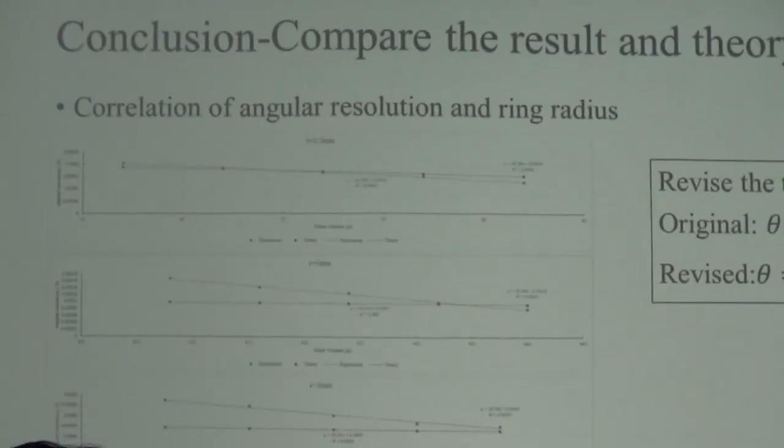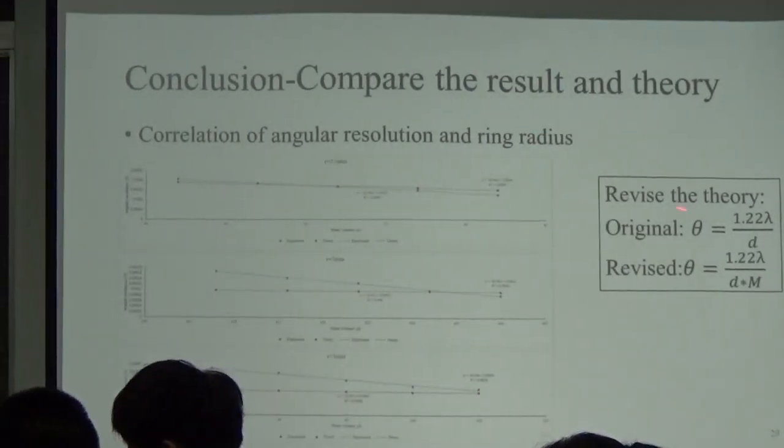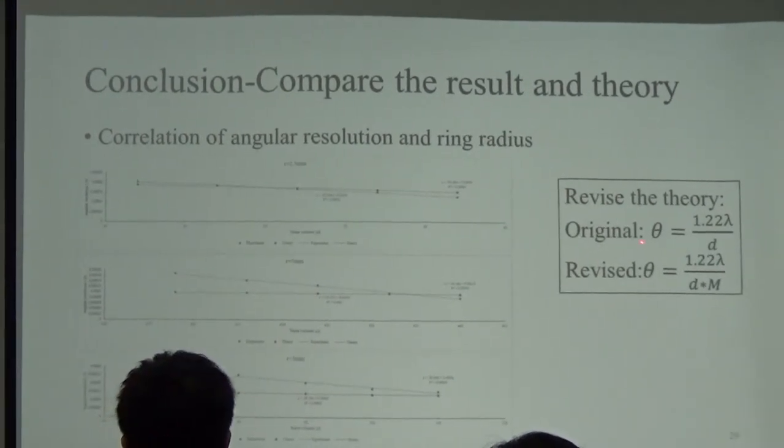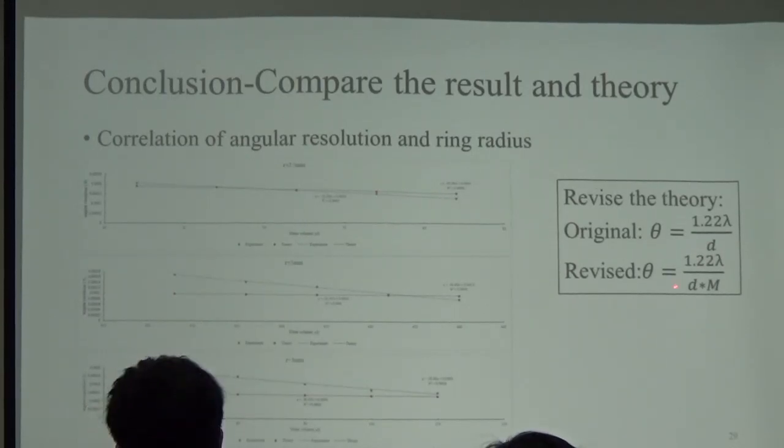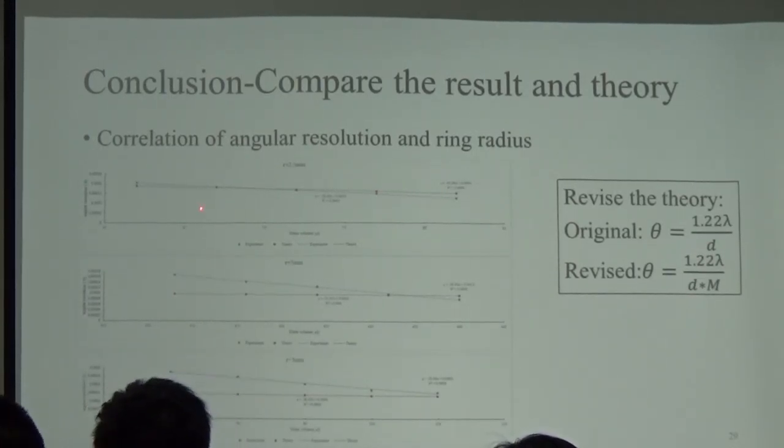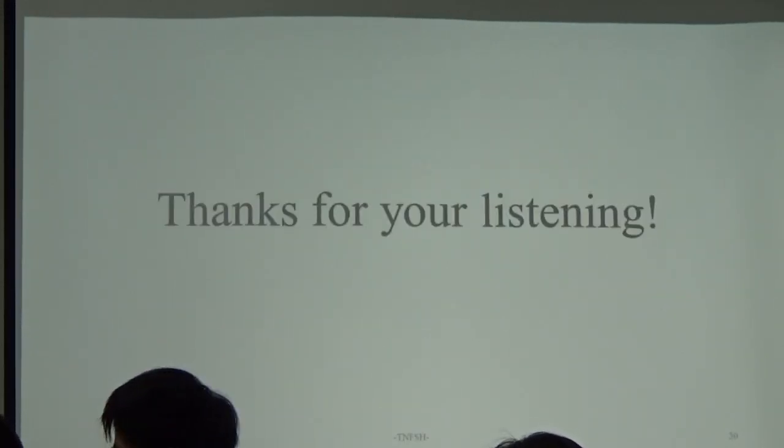And the next is we compare the angular resolution of string radius. So we revise our theory from D to D times the magnification, and we can see that at R equals 25 it is quite fit. So thanks for your attention.